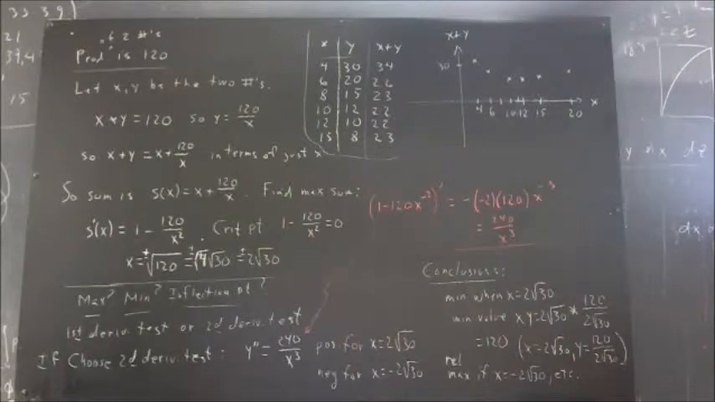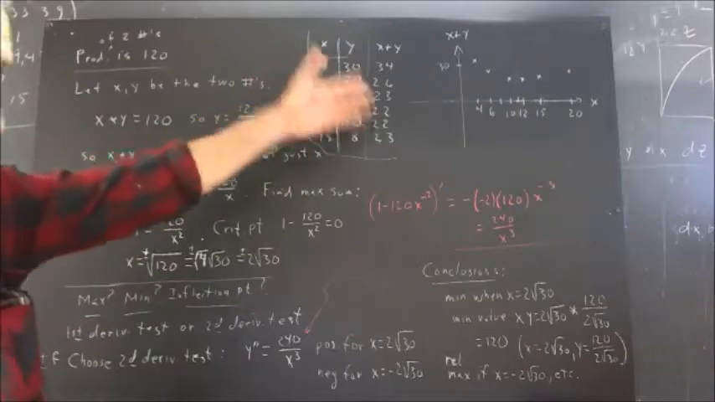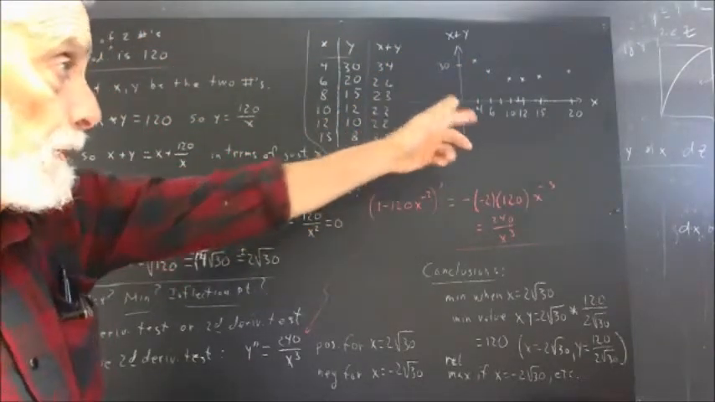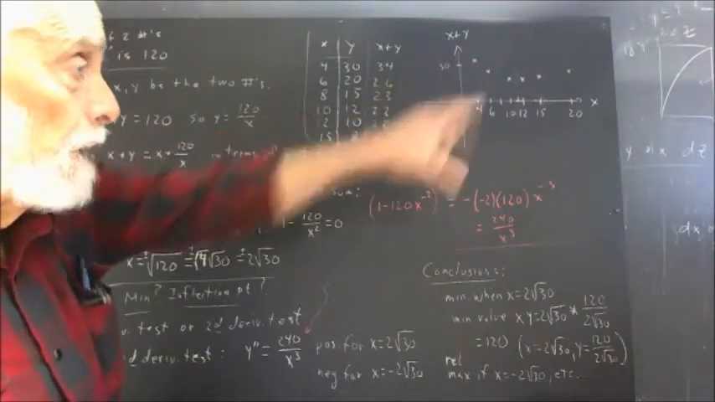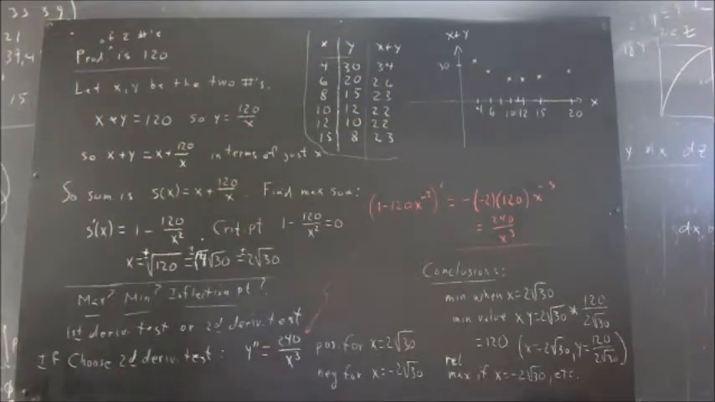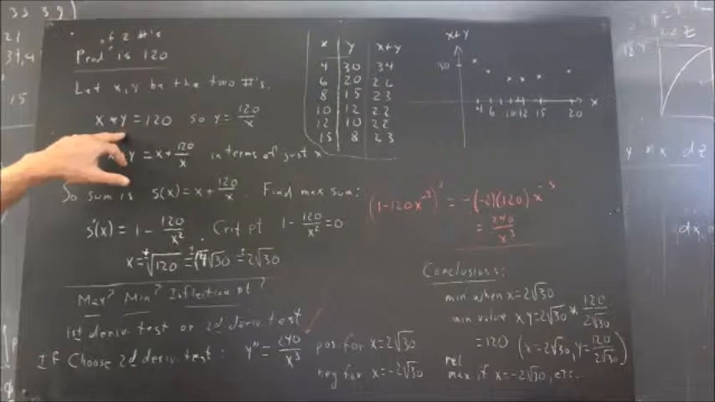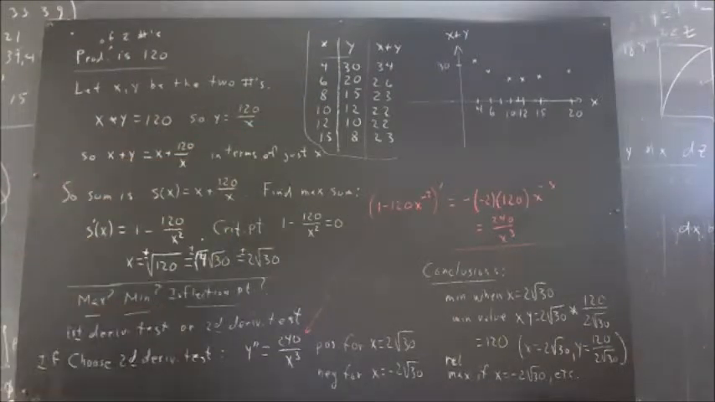So what do we do? Well, we're going to set this up algebraically. We're not going to find the minimum, and we're not going to find anything we can prove by just plugging in points. But we do this to get a feel for the situation. If x and y are the two numbers, then x times y is 120, so y is going to be 120 divided by x.